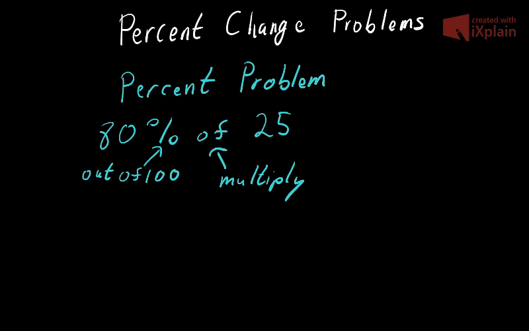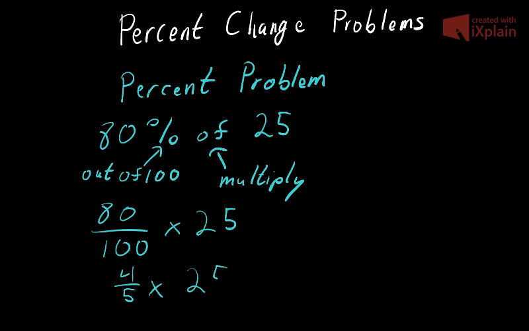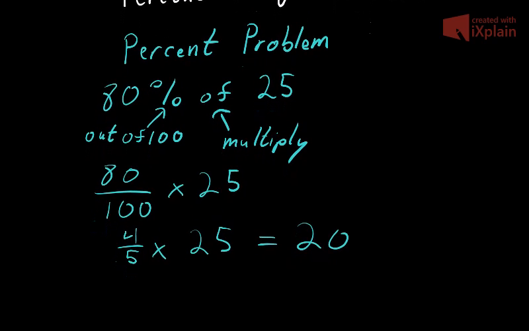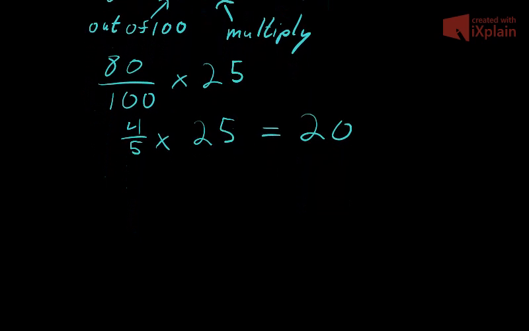So if I rewrite this, I get that 80% means 80 over 100. Of means times, and the 25 stays there. I can simplify 80 over 100 to be 4 over 5 times 25, which is going to end up getting me 20, and that's how we solve a normal percent problem. But today we are not working with just percents, we are going to do percent change.